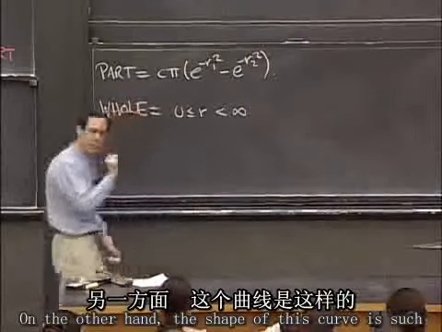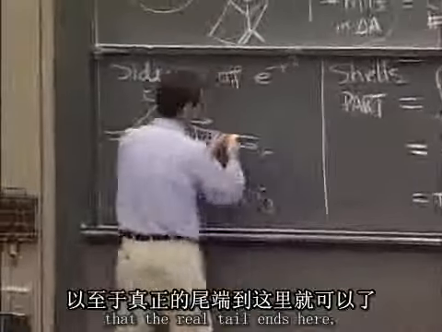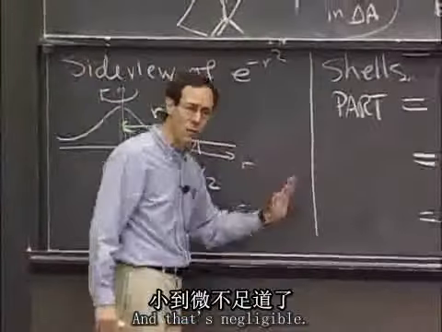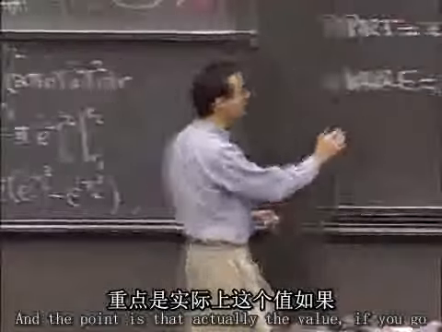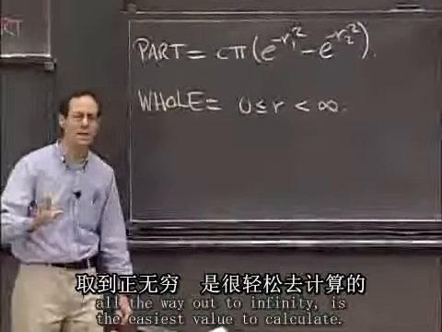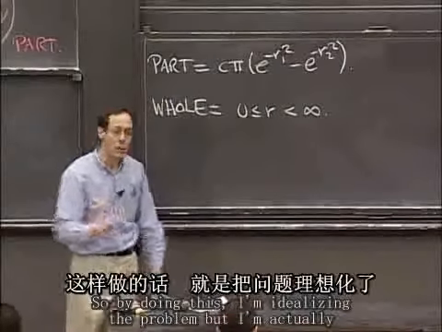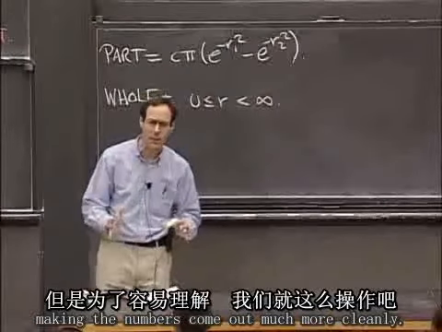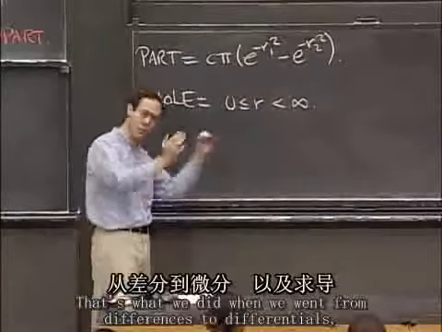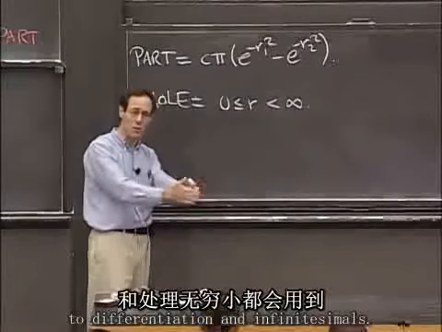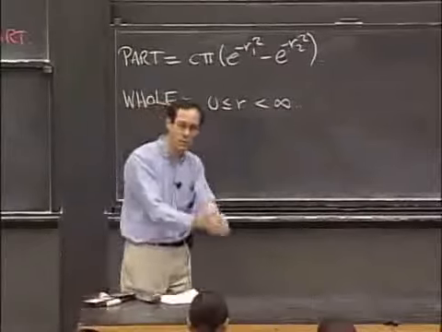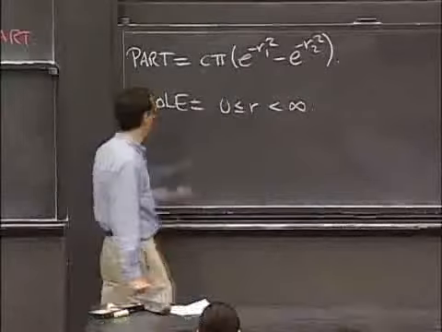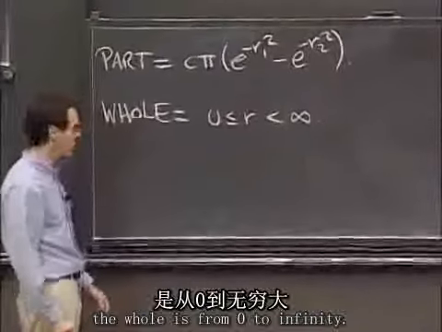On the other hand, the shape of this curve is such that the real tails, because of this exponential decrease, are tiny, and that's negligible. And the point is that the value, if you go all the way out to infinity, is the easiest value to calculate. So by doing this, I'm idealizing the problem, but I'm actually making the numbers come out much more cleanly. And this is always done in mathematics. That's what we did when we went from differences to differentials to differentiation and infinitesimals. So we like that because it makes things easier, not because it makes things harder. All right, so we're just going to pretend the whole is from 0 to infinity.